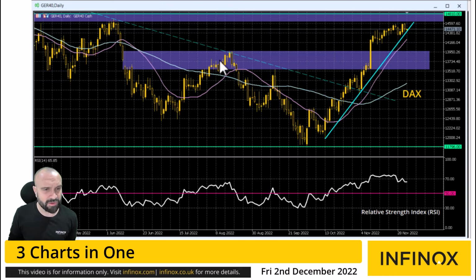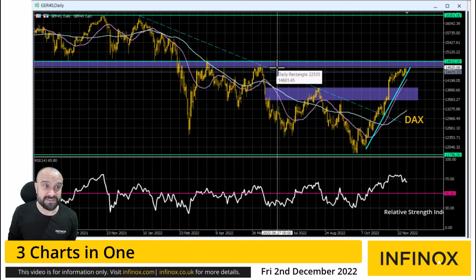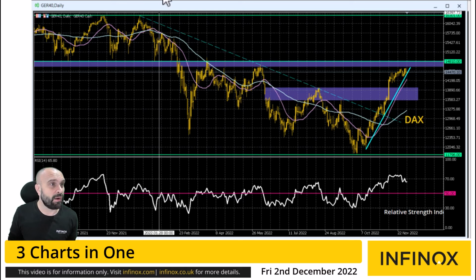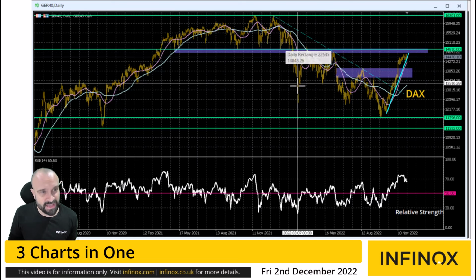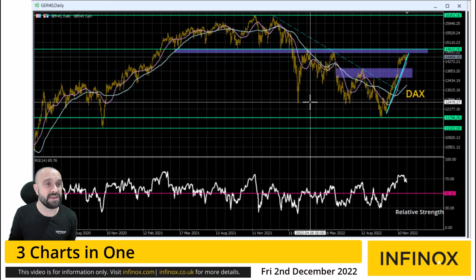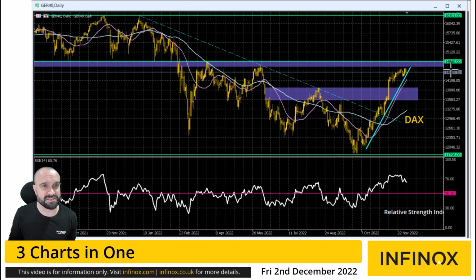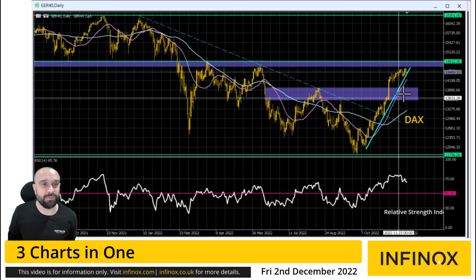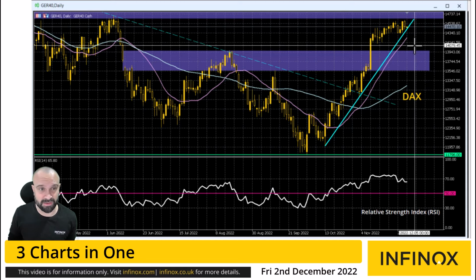Now, if I come back a couple of levels, you can see the importance of the big test overhead. 14,700 to 14,800. Well, that's big resistance as well. And I'll go back one more level, and you can see the importance of 14,800. That was a massive floor that just gave way and then became subsequently a basis of resistance overhead in the preceding months since that breakdown earlier this year in February. So this is huge resistance overhead. Coming with that, you've got the faltering momentum. So it's an interesting one. I like the uptrend. I think it's very sharp, and I think it's likely to be broken as a result.